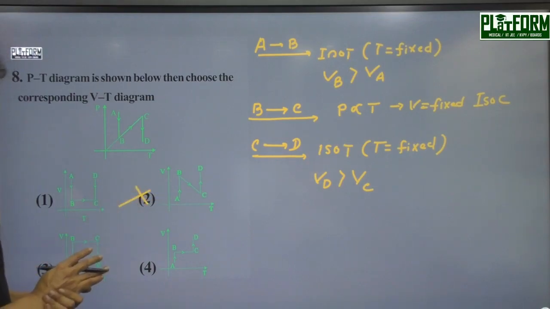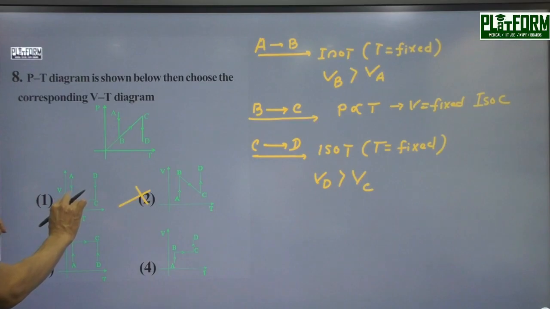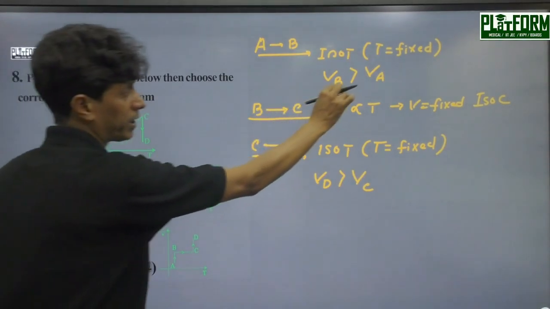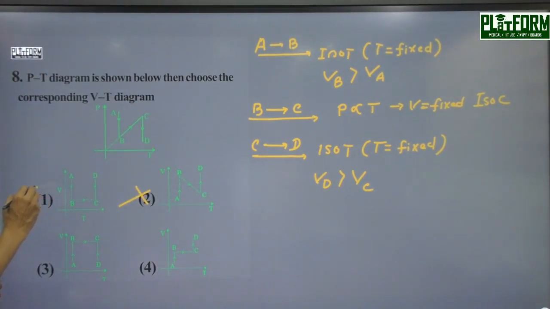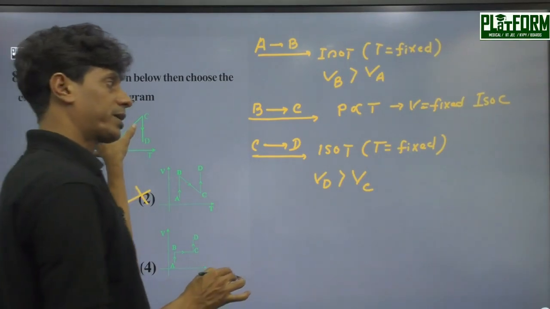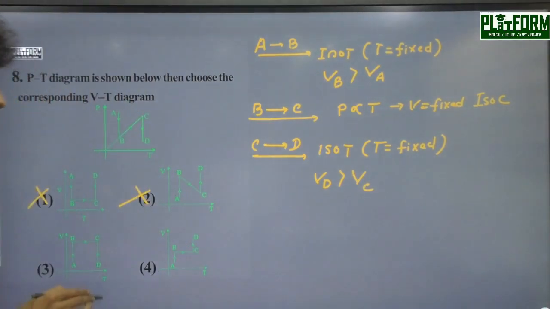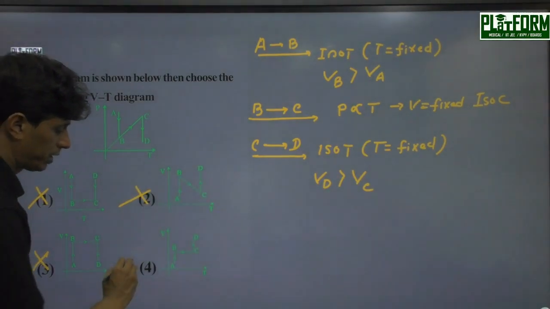This is not correct. And here the volume of the gas at point B is greater than the volume of the gas at point A. So this is also not the correct option, because here the volume of the gas is less than the volume of the gas at point A. Similarly, here the volume of the gas at point D is less than the volume of the gas at point C. But from this graph we can say the volume of the gas at point D is greater than the volume of the gas at point C. So 3 is also not the correct option. So 4 is the right option.